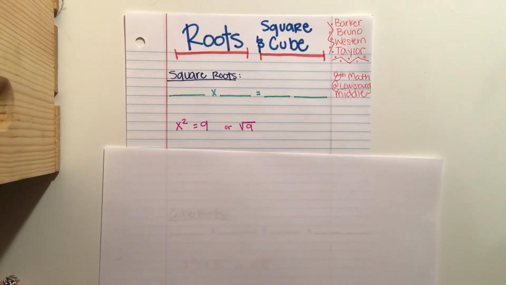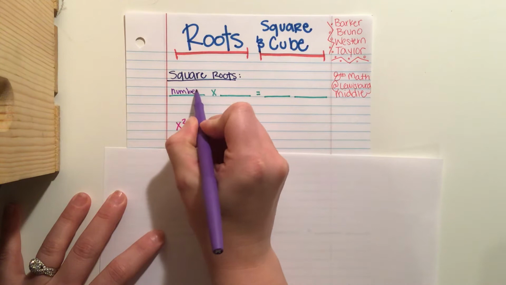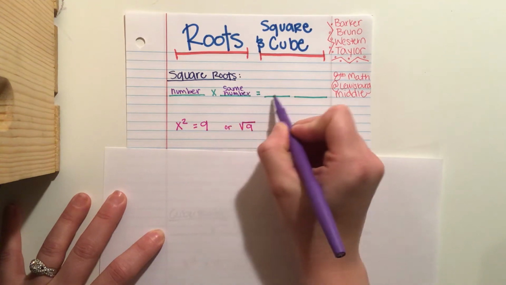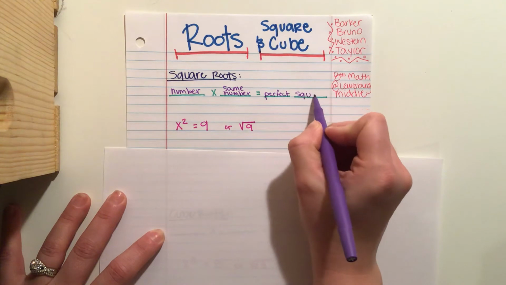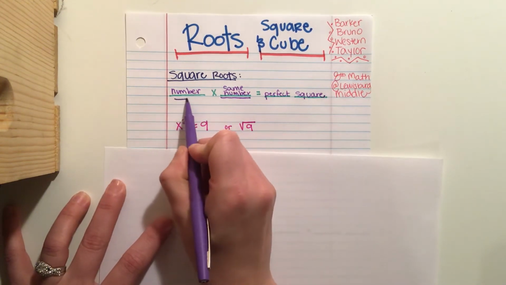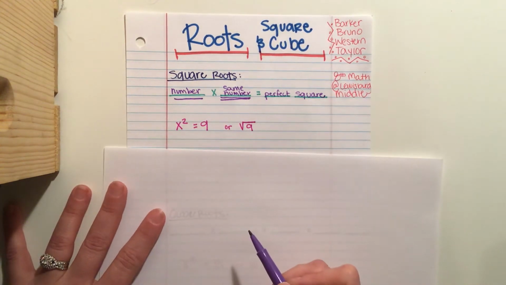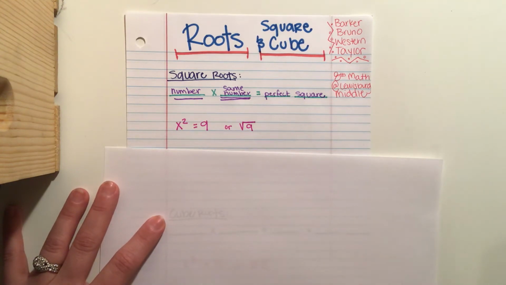Now, anytime you're looking at square roots, you should know that a number times the same number equals a perfect square. Now, the key is same number. You're using the same number twice when you are square rooting something or when you are trying to find the perfect square. So, think of a number.